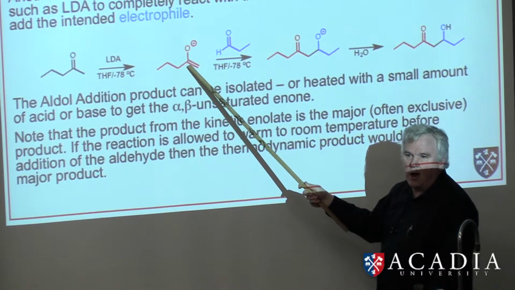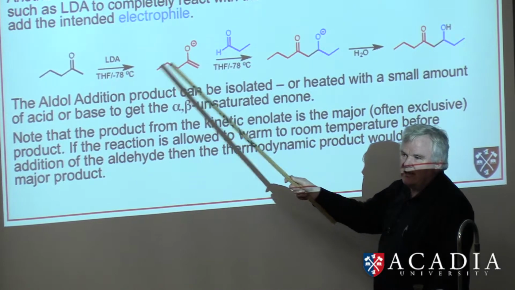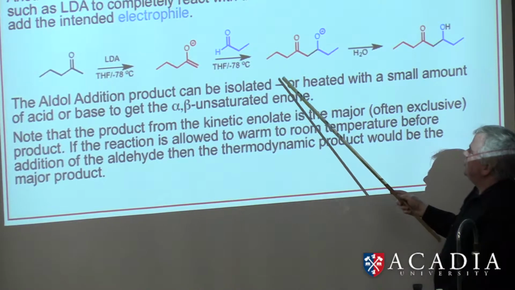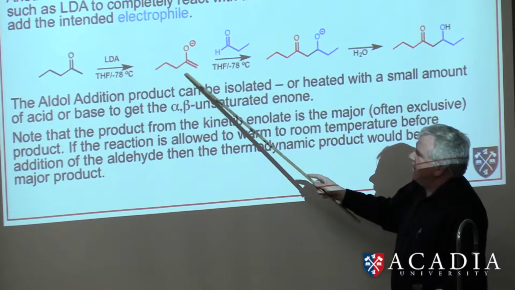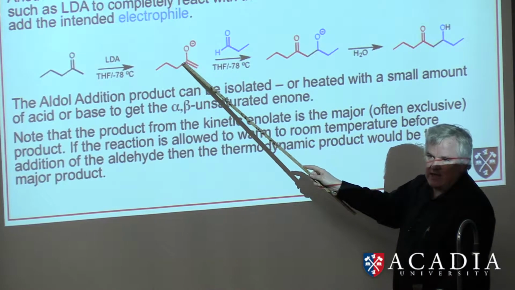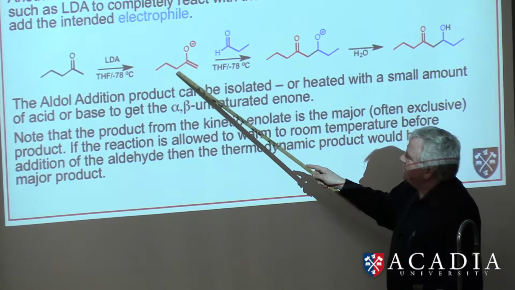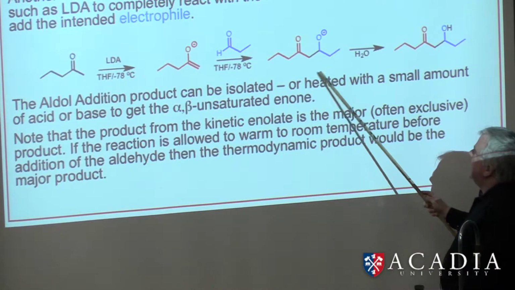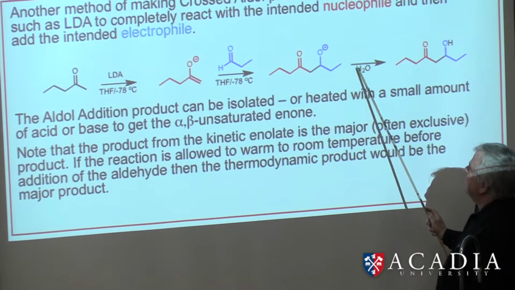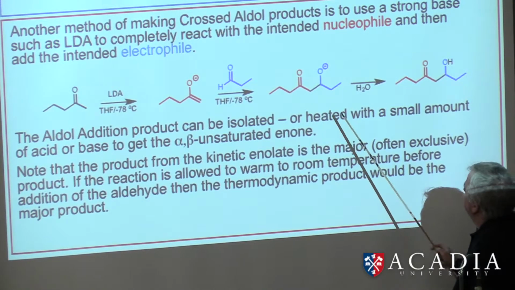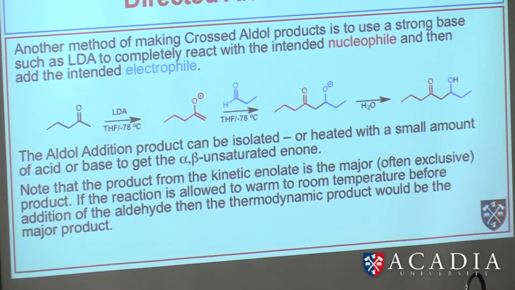If we let it warm up, the kinetic enolate is going to equilibrate with the thermodynamic enolate. But this way, we get very good regio control. We only have a predominance of the one enolate. There's not an equilibrium between it and where the double bond is there. And we get our aldol product. Then we just have to quench the reaction at the end. And we end up getting our Aldol Addition products.